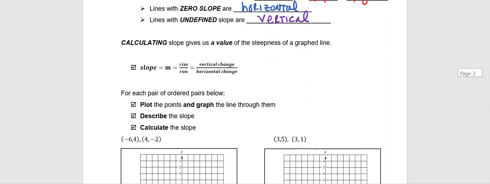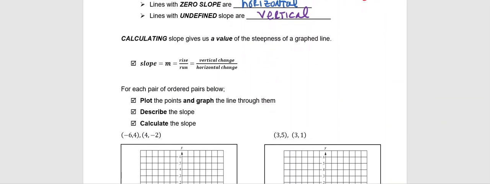But now what I want to do is to get into how we actually place a value on slope so that we can actually calculate it. Because the whole idea is we don't just want to know if that line is positive or negative, but we want to know how steep it is. And the way in which we do that is to create a ratio. This is just a ratio, okay? So that's a ratio of what we call the rise over the run.